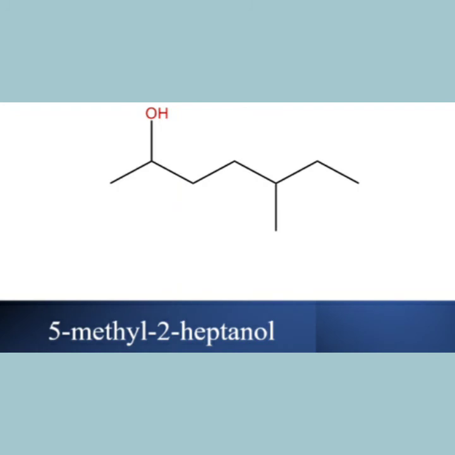Last but not least, the longest chain of the carbon is 7. We have a potential heptane, but I see an alcohol group. The alcohol will be a part of the base name, so heptanol. And the OH is at 2, but we will name that last because it's a part of the base. And I see a methyl at 5, so 5-methyl-2-heptanol.